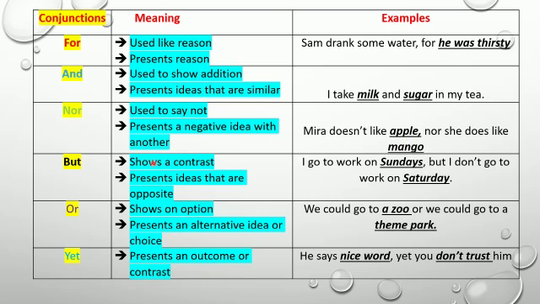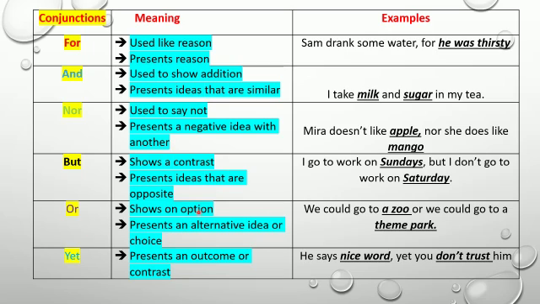But shows contrast. Contrast means opposite things. It presents ideas that are opposite. I go to work on Sunday, but I do not go to work on Saturday. Most often we have a holiday on Sunday. We are working on Saturday, but here the things are opposite, right? That's why we are using but.